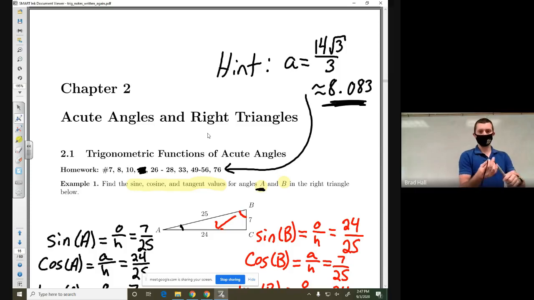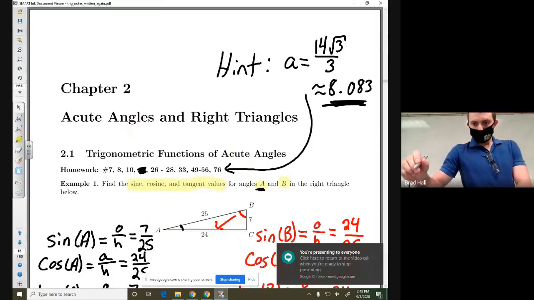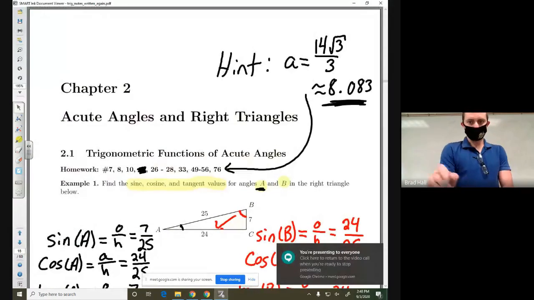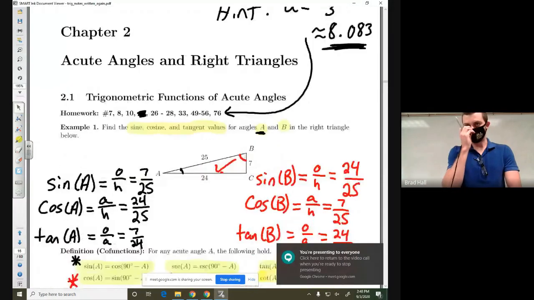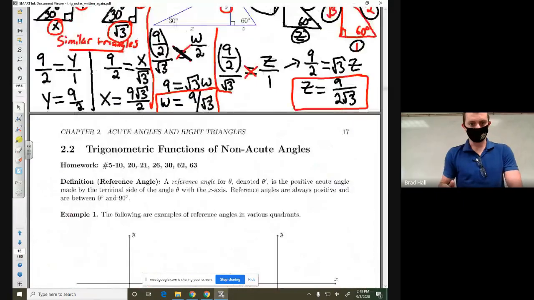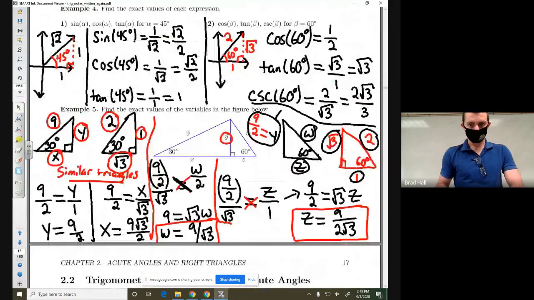So that's not the whole problem. When you get to the problem, hopefully this will make sense. But that's your hint for number 76: whatever answer you get for A, if you punch that in the calculator and you get that approximation, you're on the right track. Because that one I think is a little challenging, a little messy. So go ahead and make sure you have that, or you know how to reference it when I post the video.